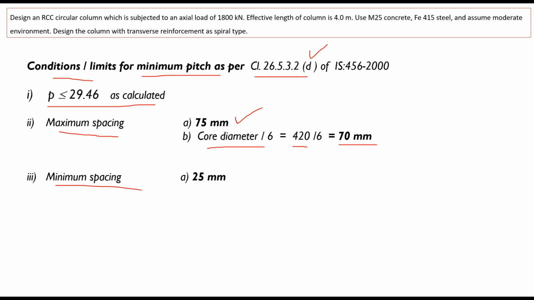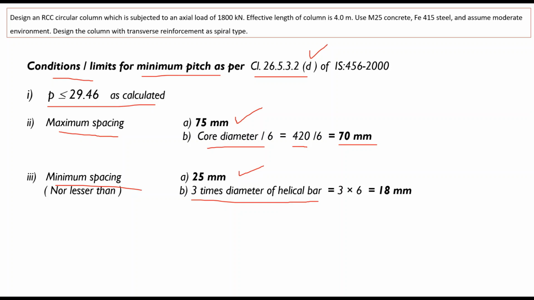And the condition regarding the minimum spacing or minimum pitch, you can say first condition is 25 and second condition is 3 times the diameter of the helical bar, that is 18. So what is the code saying? Code is saying that minimum spacing should not be lesser than any of these. It should be greater than 25, or at least equal to 25. It should not be lesser.